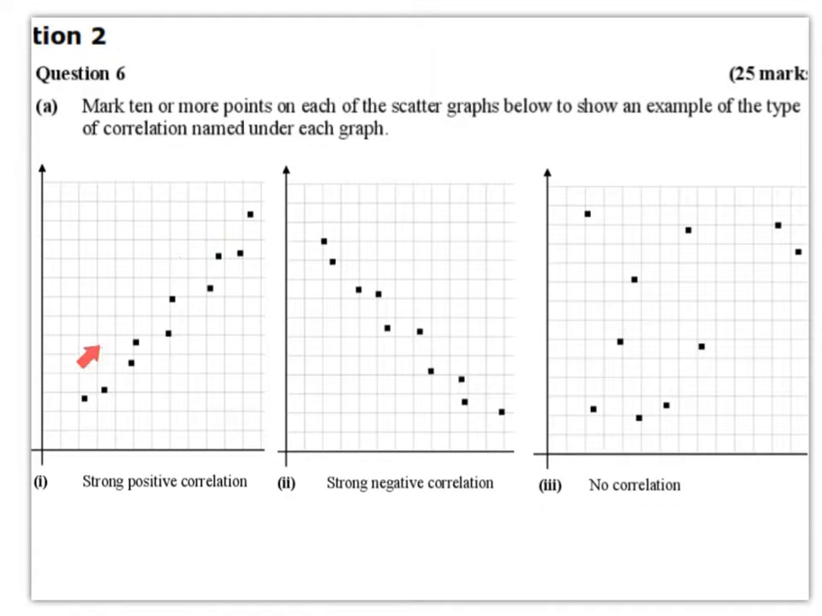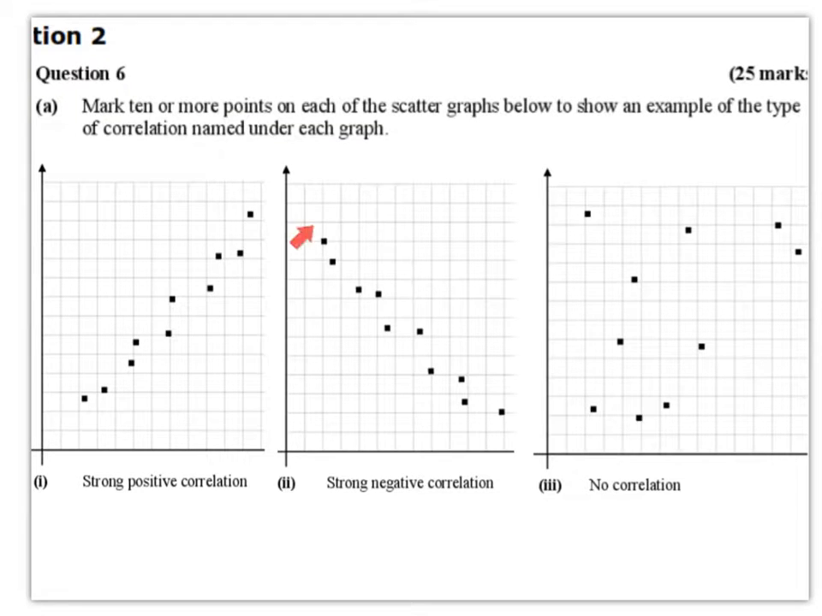So here we see strong positive correlation. It's strong because the dots are all close together. So if we were to imagine a line of best fit, a line going right the way through these, the dots are quite close to that line. And it's positive because it's going uphill.